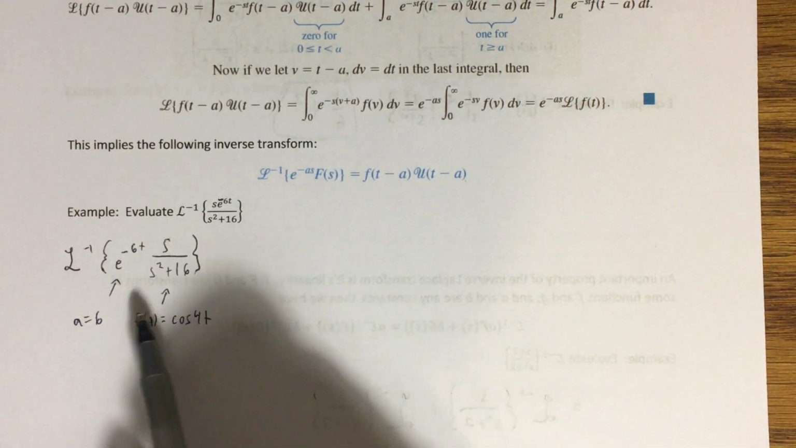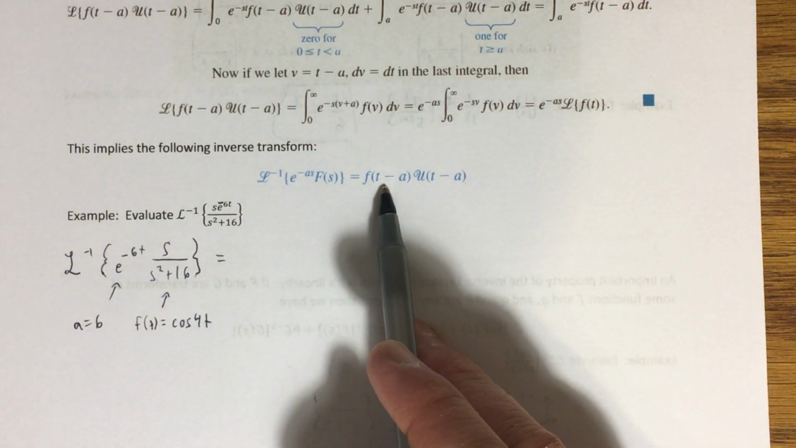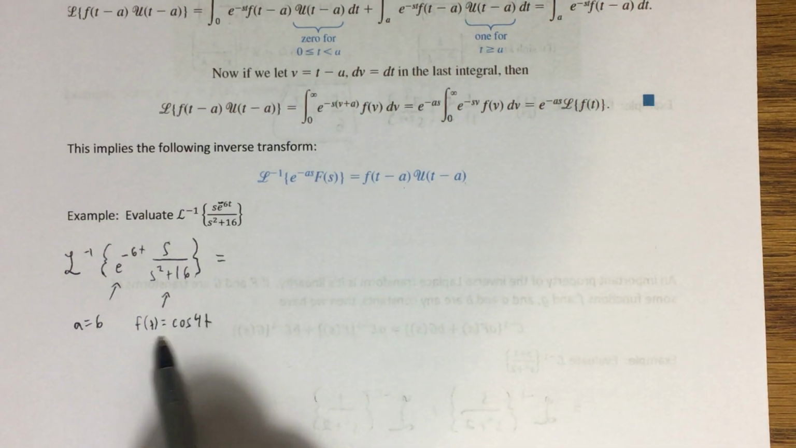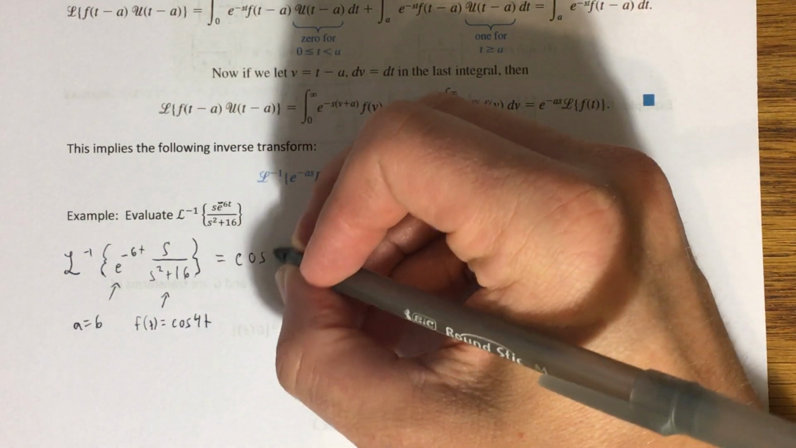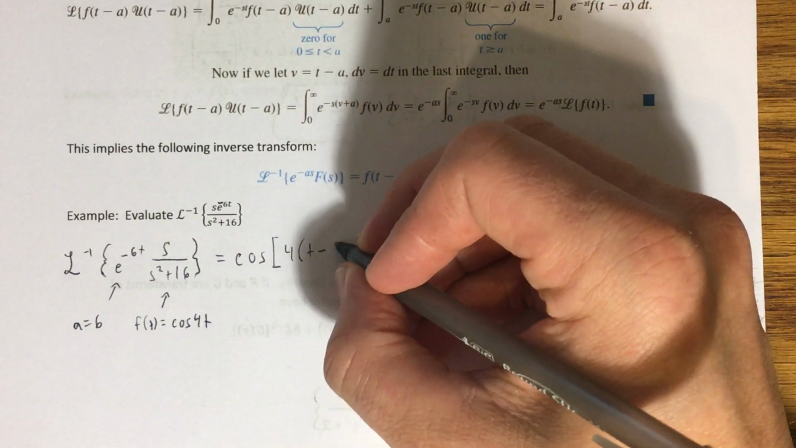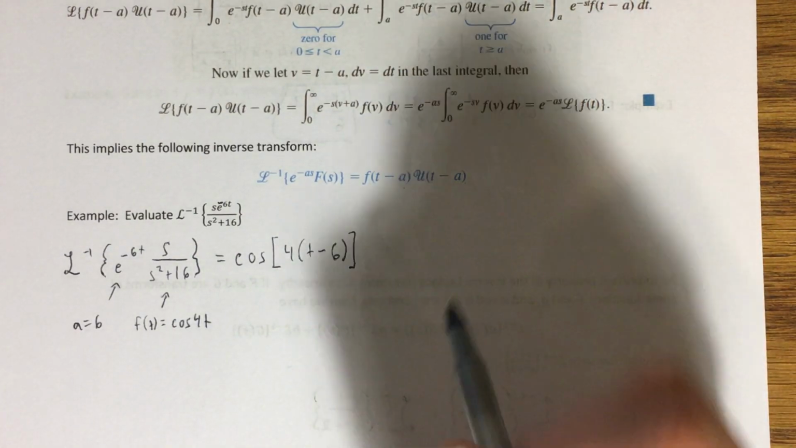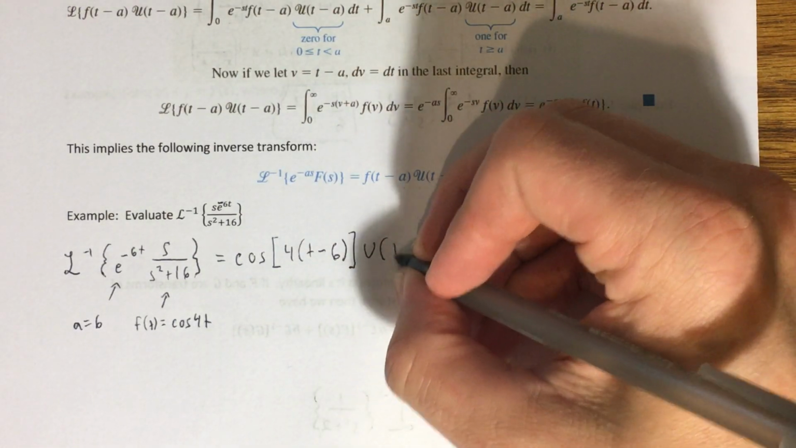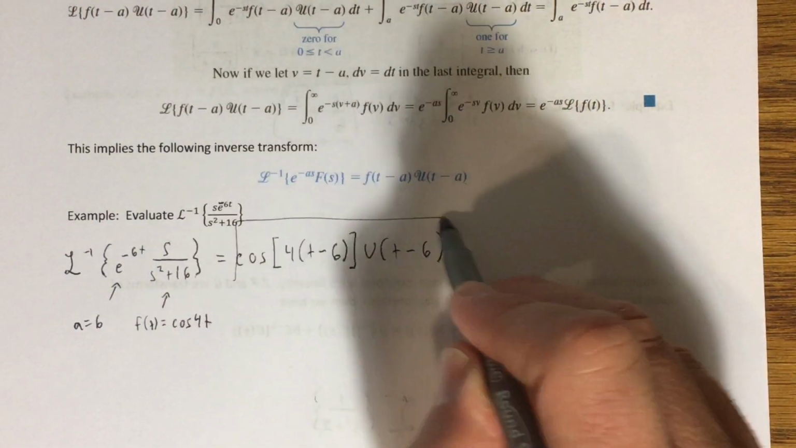Now I can plug things into here. So this should be equal to f of t minus a. If this is f of t, then f of t minus a would look like this: cosine of 4 times t minus a, and a is 6 in this case. Okay? Times u of t minus 6. Okay? So there we have it.